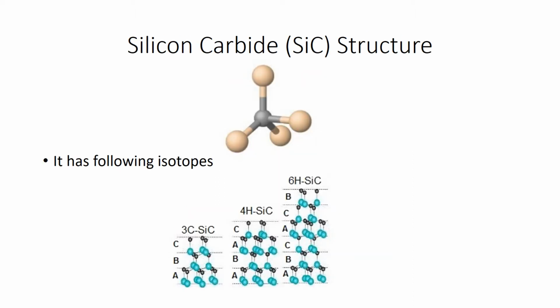So let's start with the structure of silicon carbide. As you can see in figure 1, the central atom consists of carbon and the remaining 4 are silicon atoms.